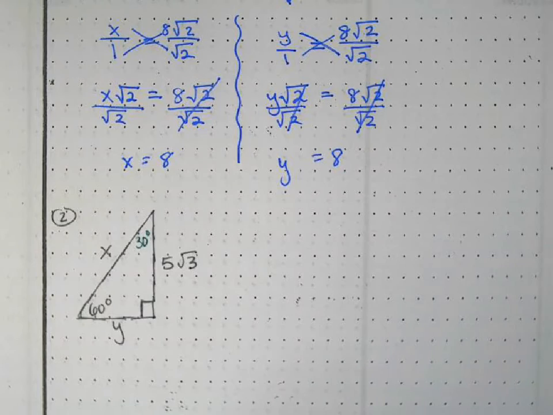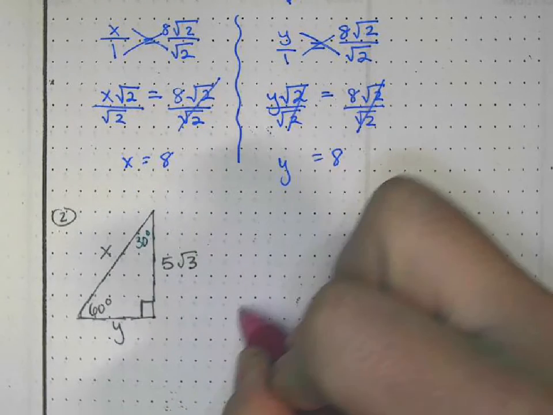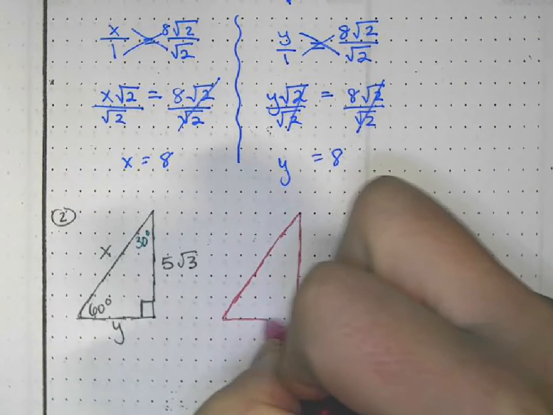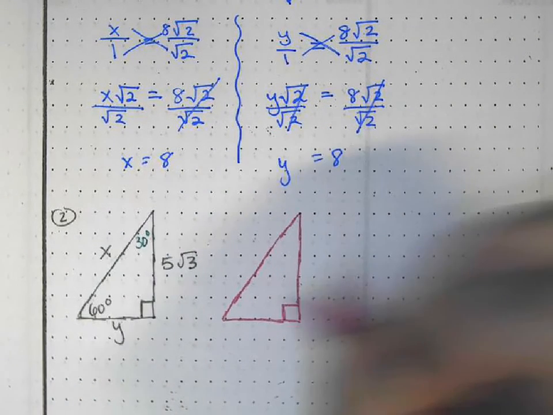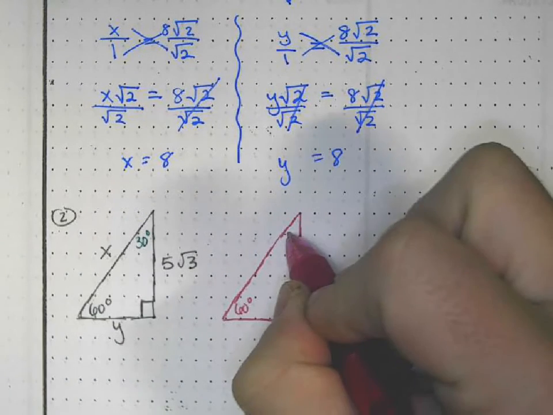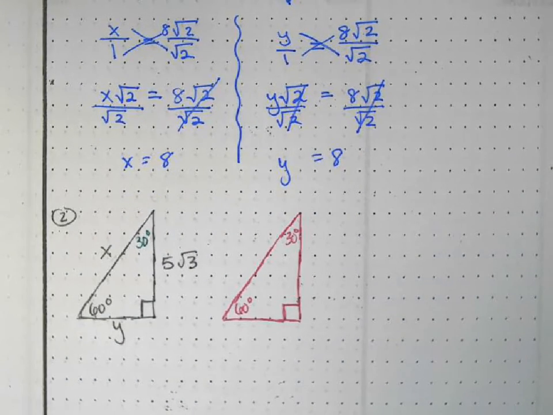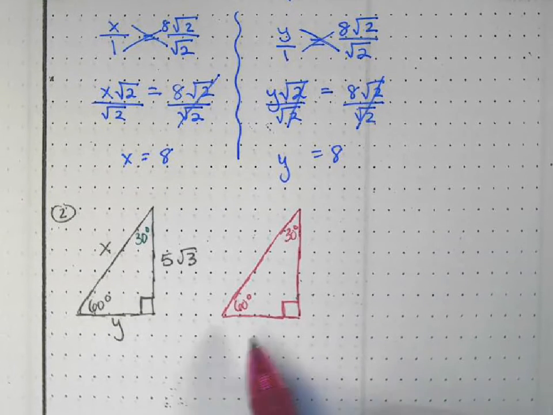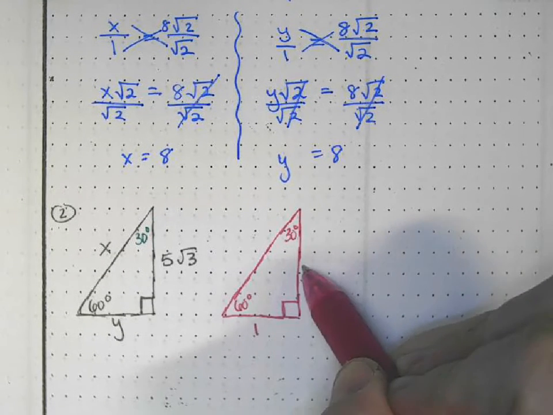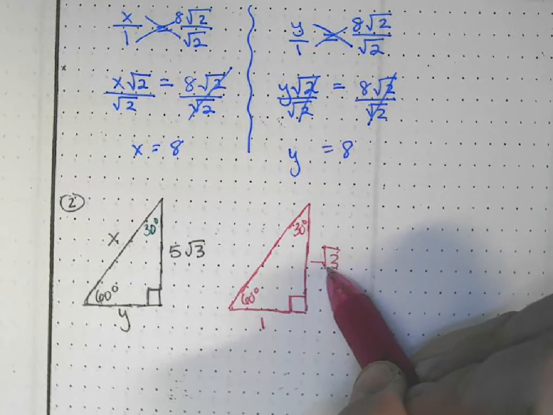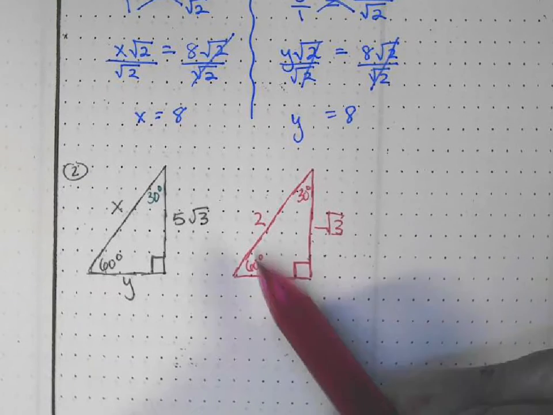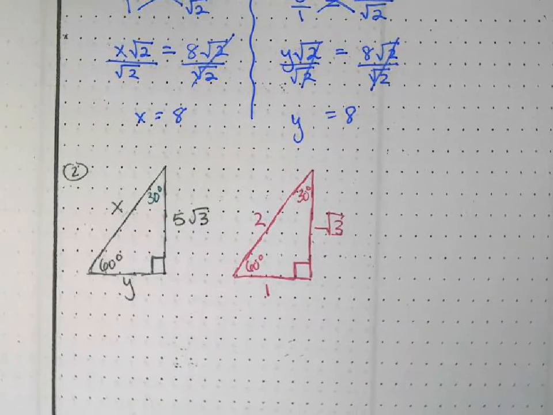So now I'm going to draw my special right triangle that matches up, always making it look the same, so that way it's easy to do left to left, right to right, bottom to bottom. So we have 60 down here, 30 up here. Now we use our notes to fill in our side lengths. Across from 30 was our 1. Across from 60 was the square root of 3. And then across from 90 is 2. Just getting this information from my notes.